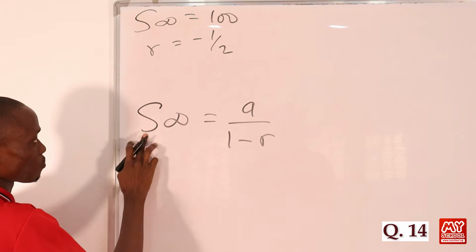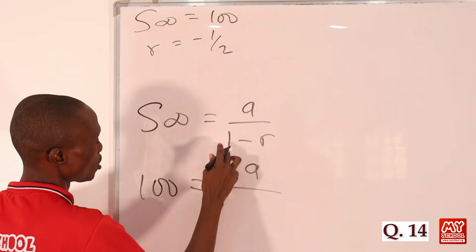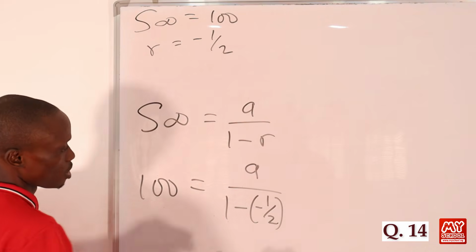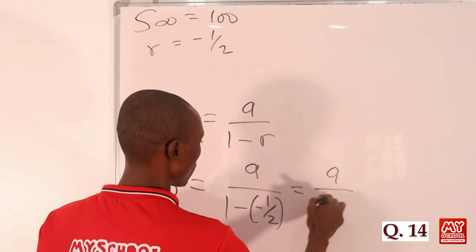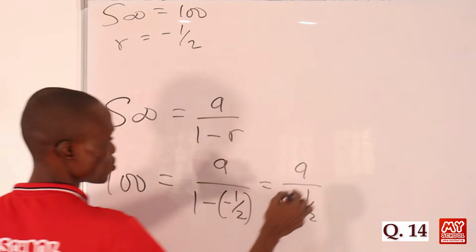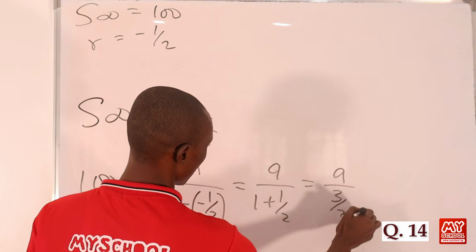Since we are given the sum to infinity to be equal to 100, we write 100 here. We are looking for a, we don't know. So we bring our 1, then minus of minus 1 over 2, right? So this becomes a over 1 plus 1 over 2. So 1 plus 1 over 2 is the same thing as a over 3 over 2, right?